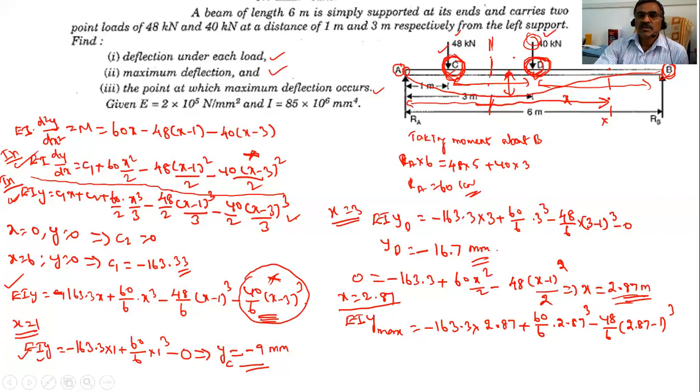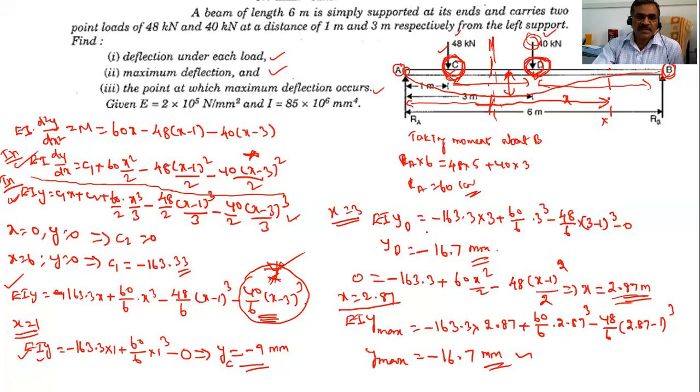Why? Here the maximum deflection occurs between C and D, then the axis must be here. If the axis is here, you have to take only the loads on the left side. So this 40 kilonewton load will not come into the picture. You remove this term. So here Y max will be minus 16.7 millimeters. So this is the answer.